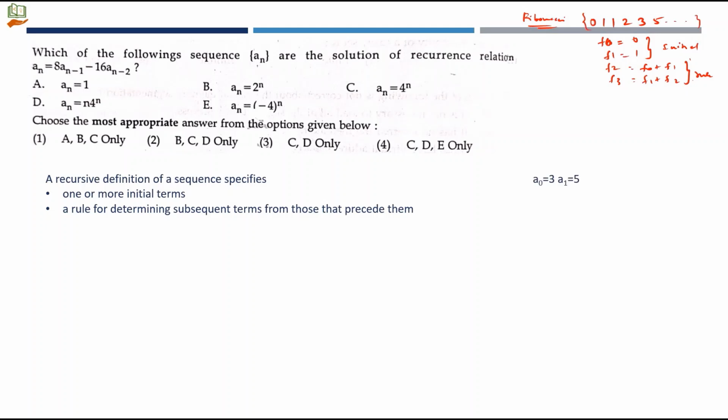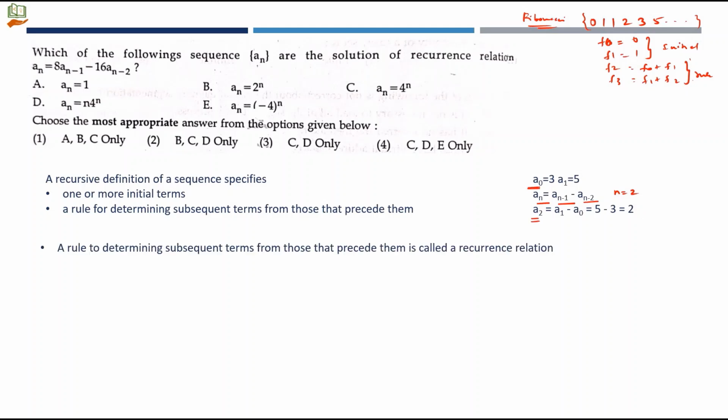Let's take A0 is equal to 3 and A1 is equal to 5. An is given as An minus 1 minus An minus 2. Substitute n is equal to 2. In that case we will have A1 minus A0, which is equal to 5 minus 3, which is equal to 2. So from the previous terms we are finding the subsequent term. A rule for determining subsequent terms from those that precede them is called a recurrence relation. This recurrence relation will give the value of the subsequent terms from the preceding terms.